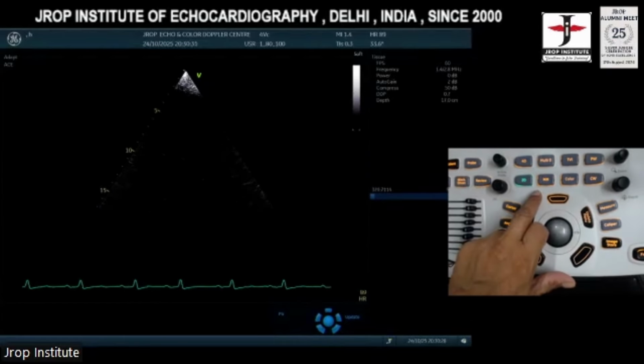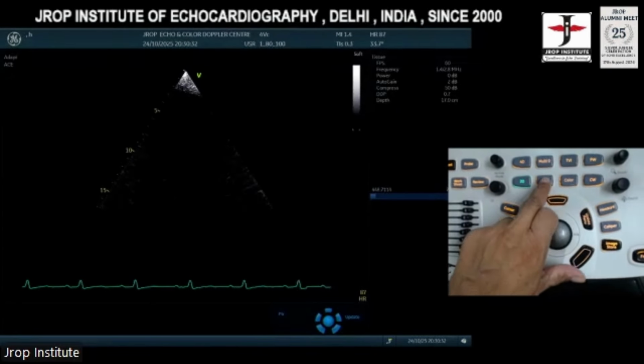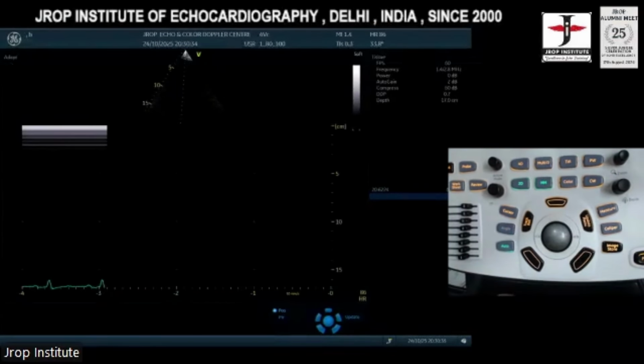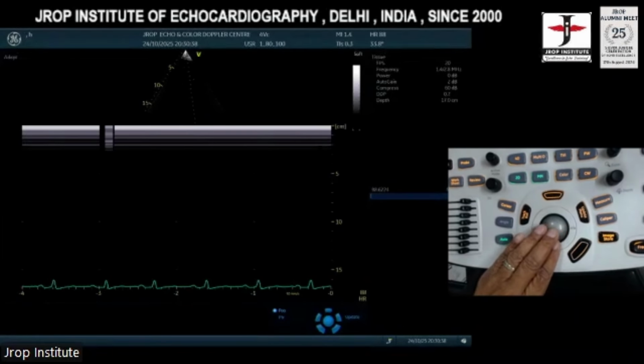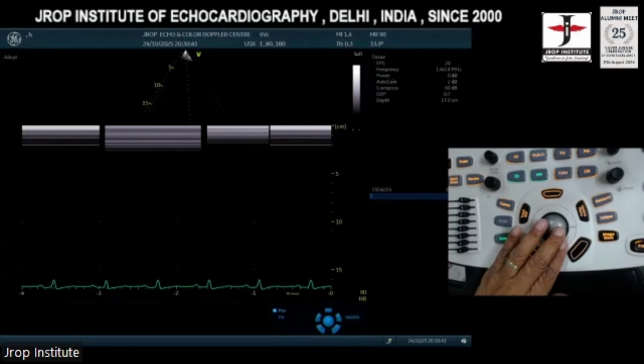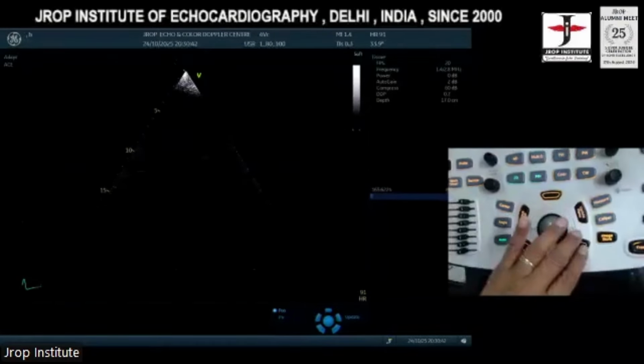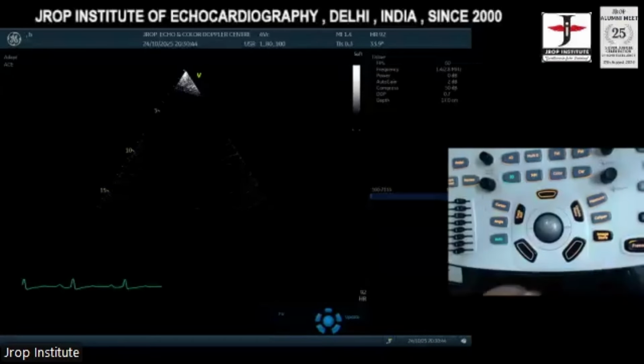Then after 2D, there's a word known as M mode. So switch continuous M mode. If I press a button, it will go to M mode, and the cursor is moving. On top, you see a cursor is moving. Then switch off M mode, press color Doppler, the box will appear.